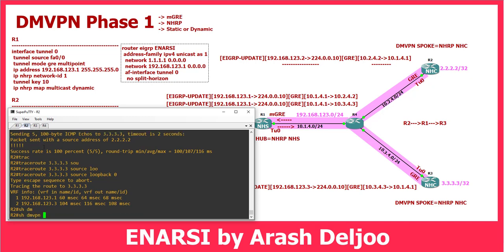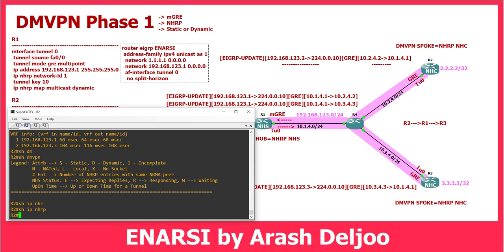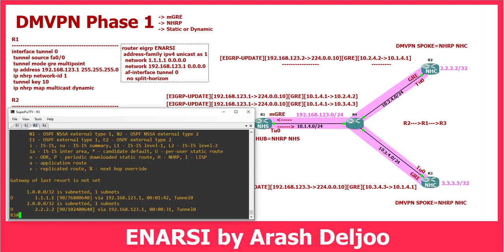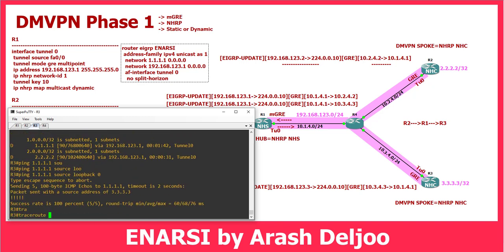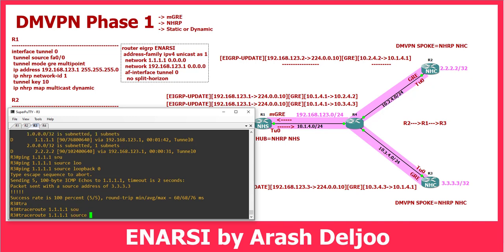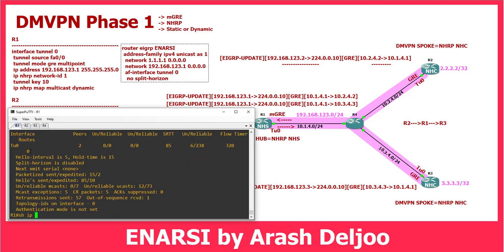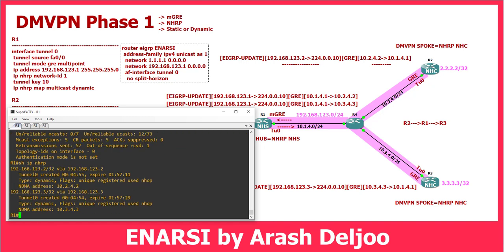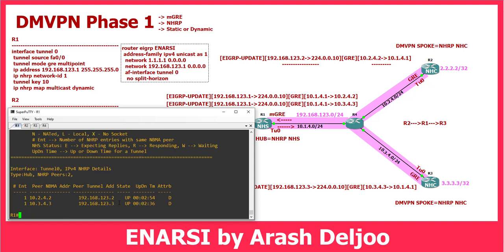Show DMVPN, okay, and show IP NHRP. That's it in Router 3. Then here ping, for example, Quad 1 with the source of loopback 0. It is working. Traceroute Quad 1 with the source of loopback 0. It is working. Also in Router 1, show IP NHRP. Everything here is okay. And also show DMVPN can show us we have 2 tunnels. Here you have this information.